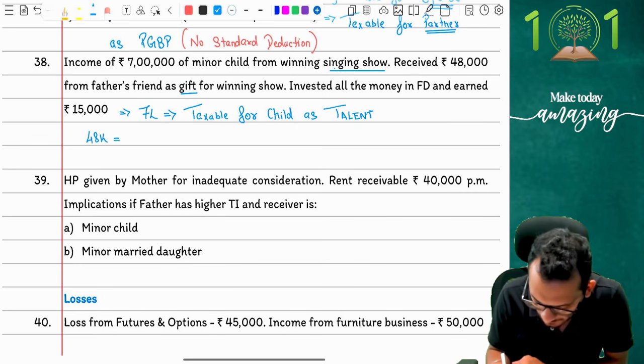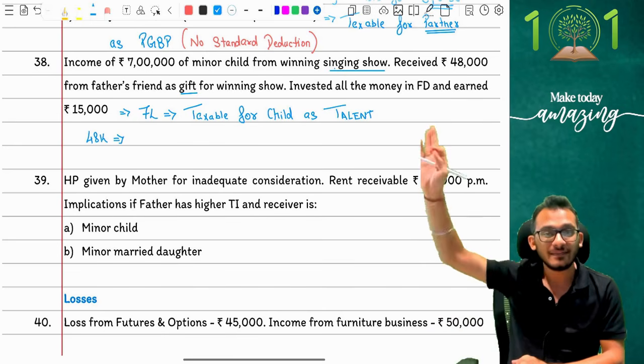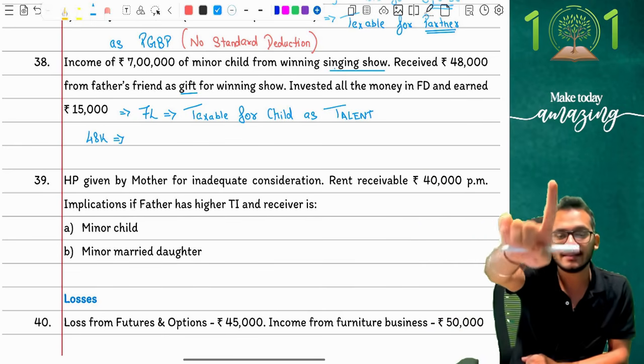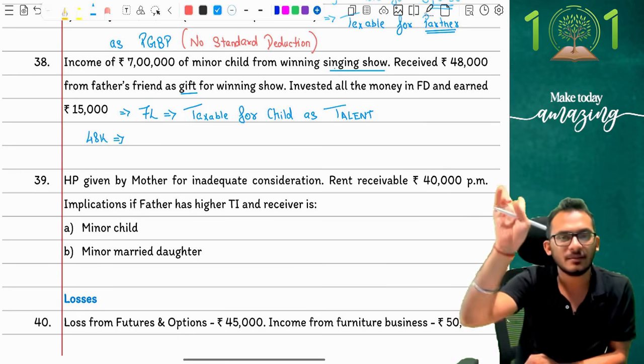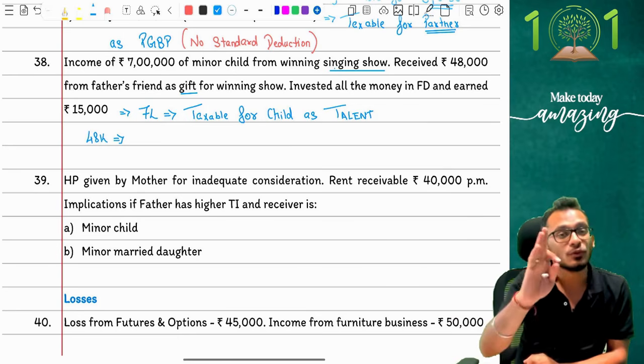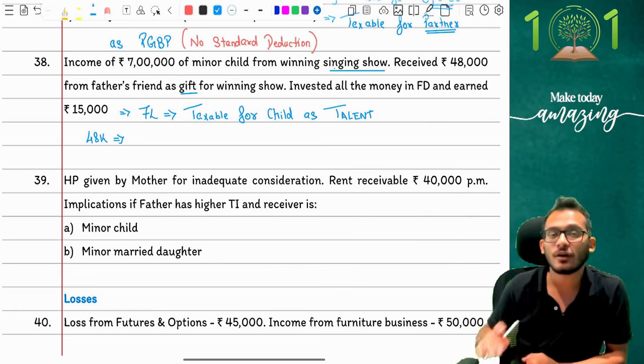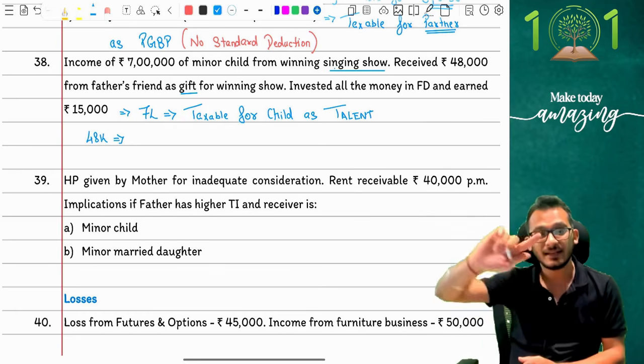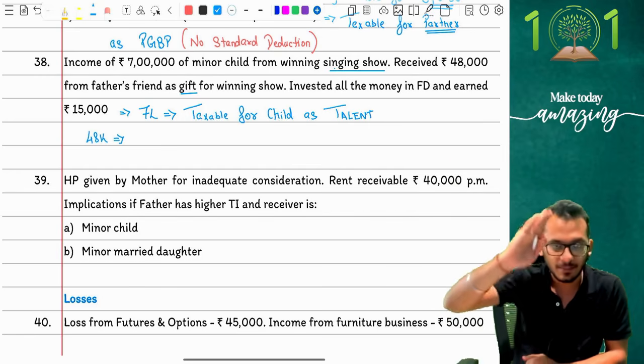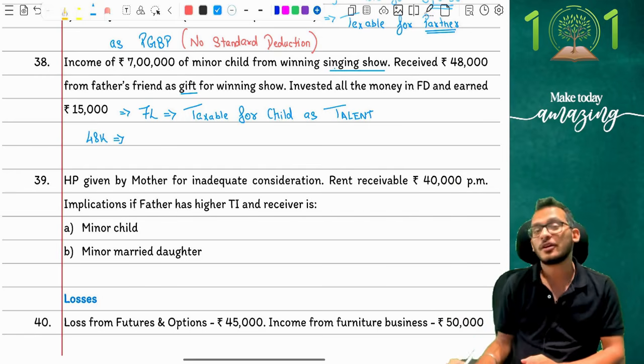Next comes the question on 48,000. Tell me, people, father's friend is giving a gift to you for the singing show. Is there any skill or talent involved? Is there any manual labor involved? Is there any kind of disability with you? No. And therefore, normally you would say this is taxable for the parent. I agree, perfectly agree. The problem came when you did not notice the number.